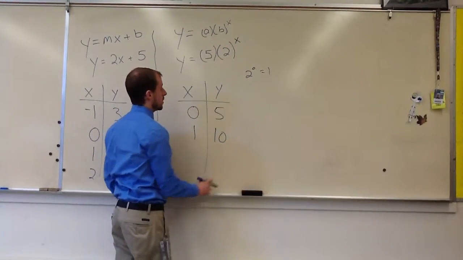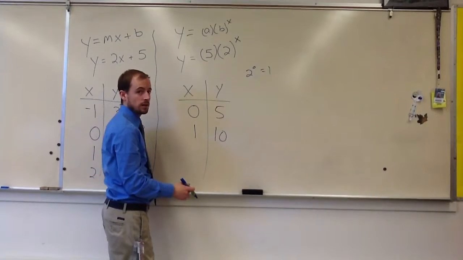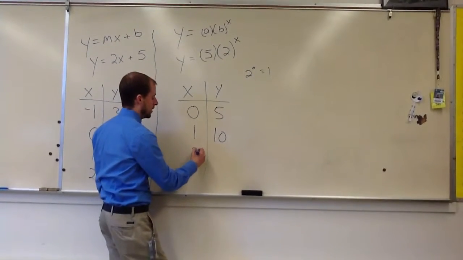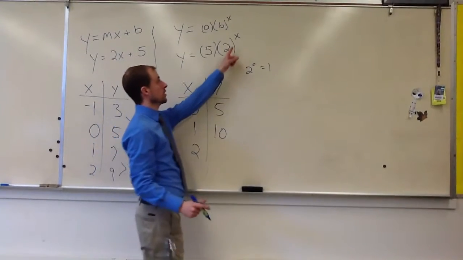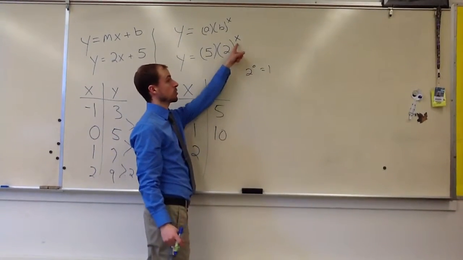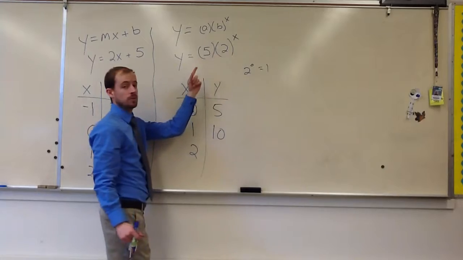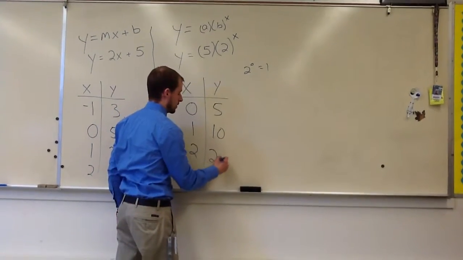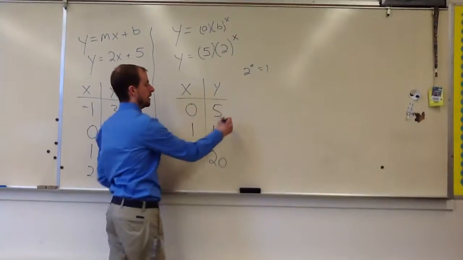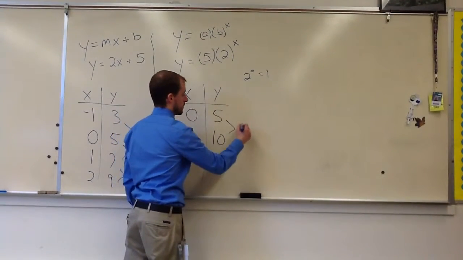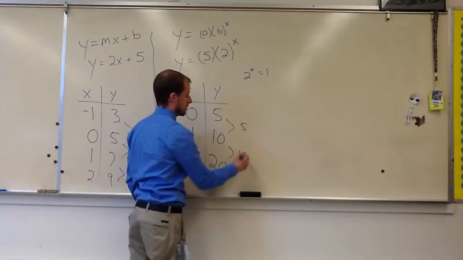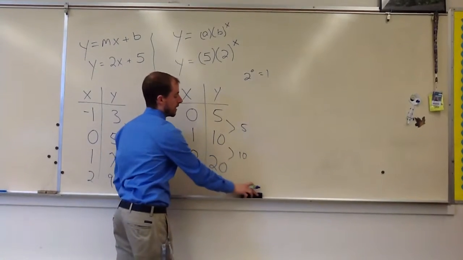So some of you might say, okay, well, what's going to be next? It's going to be 15. Well, maybe. Let's find out. Here's x equals 2, right? So then 2 to the second power, or 2 squared, is 4 times 5 is 20. So now you're saying, okay, well, it increased here by 5, but it increased here by 10. So it doubled the amount that it increased.